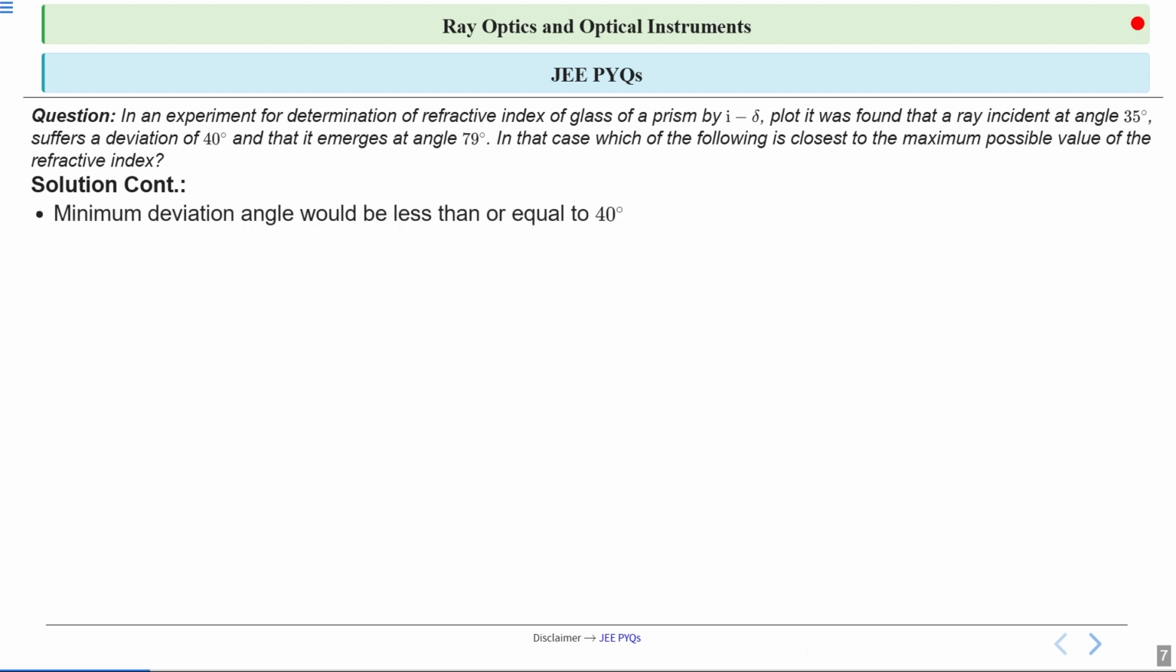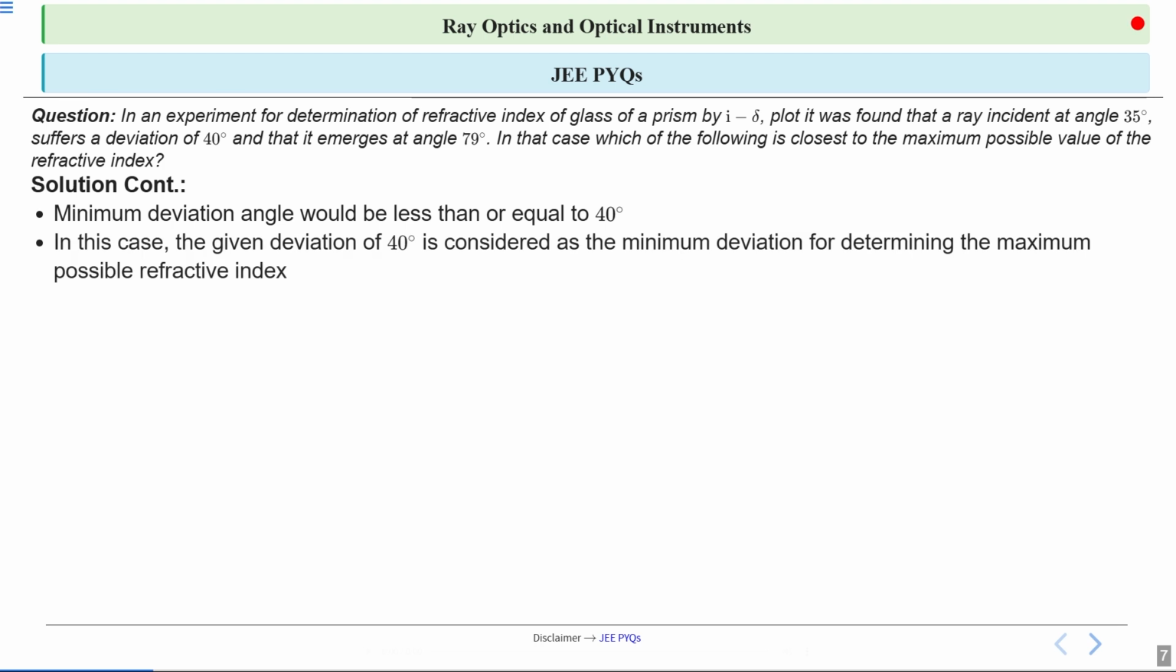So the first step in solving this problem is to recognize that the minimum deviation angle, denoted by delta M, is less than or equal to 40 degrees. This is crucial because the minimum deviation angle is a key factor in calculating the refractive index of the prism.